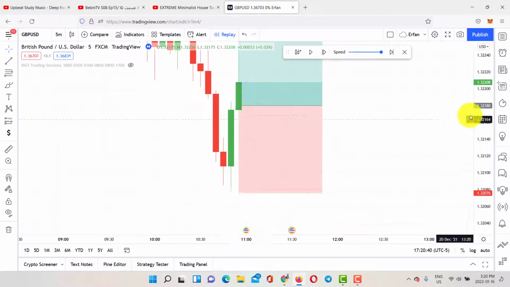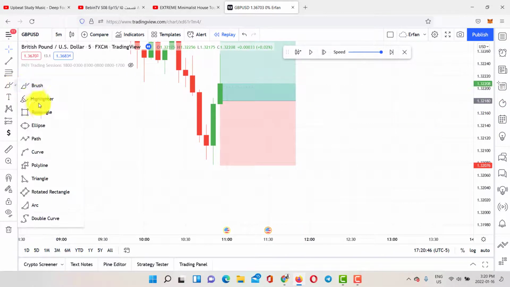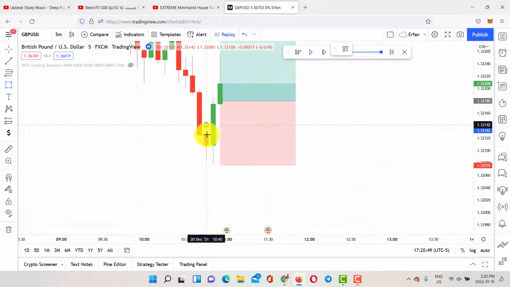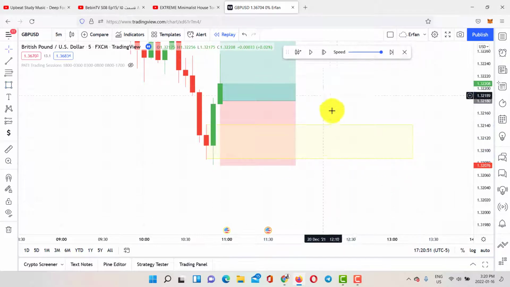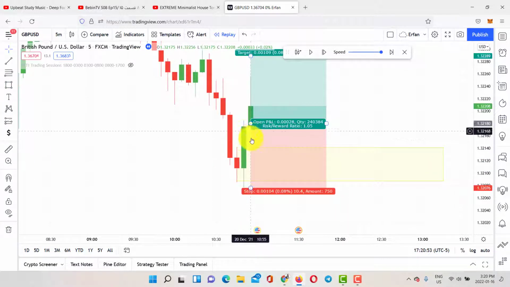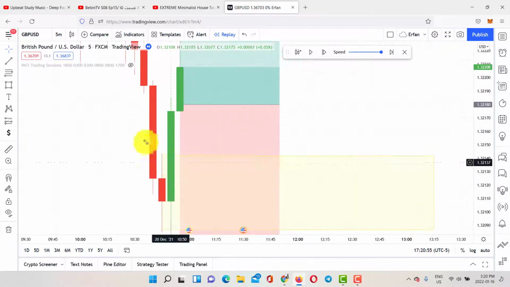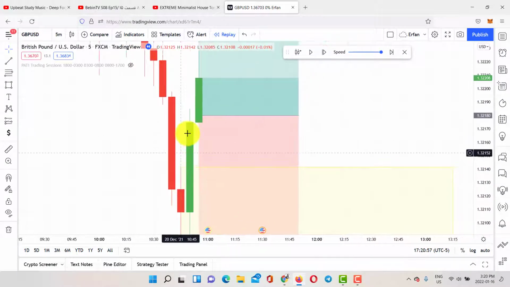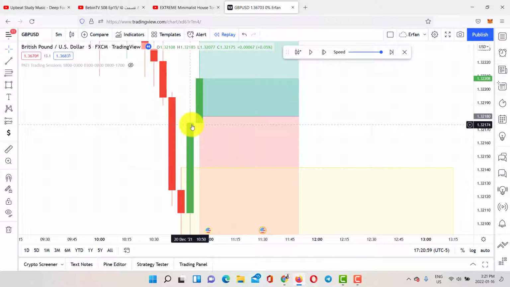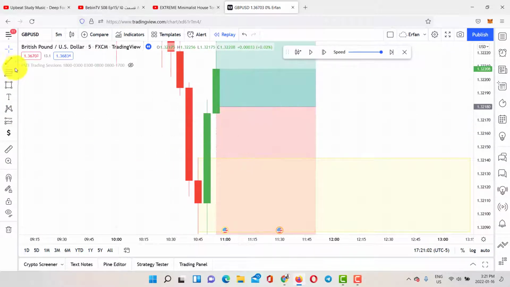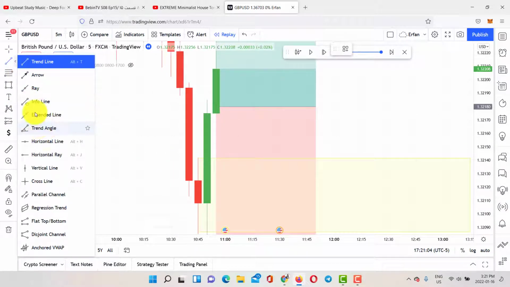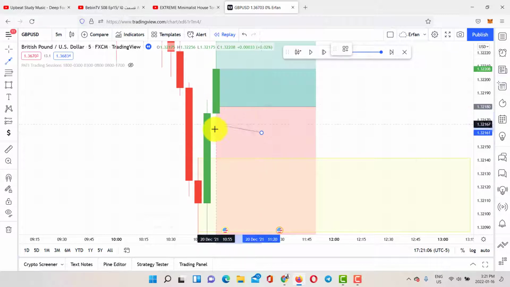Order blocks are where banks and institutions take their trades, so you can trade with them and be profitable and not get stopped out in most cases. So we have a very, very good order block here, and the reason is that we have a huge gap in between. After this red candle, we had a huge spike, and then the candle after left a gap in between this order block and the candle itself. See this candle here, we have a gap in between. We have our order block here, and the gap is here.